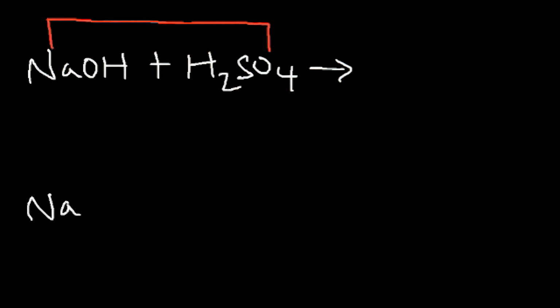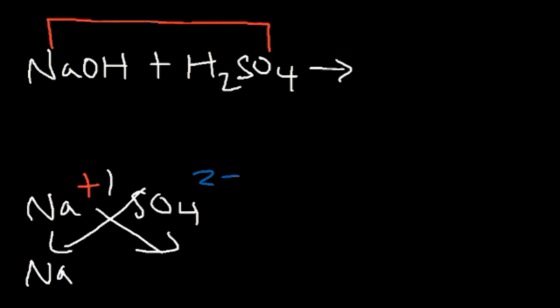Sodium has a +1 charge, and sulfate has a -2 charge, which is why it's important to know the polyatomic ion list, because without that, you won't be able to write the correct formula for sulfate if you don't know the right charge, and you won't be able to write the net ionic equation. So you have to make sure you know your polyatomic ions. So if we pair these two ions together, it's going to be Na2SO4. So that's one of the products that we have.